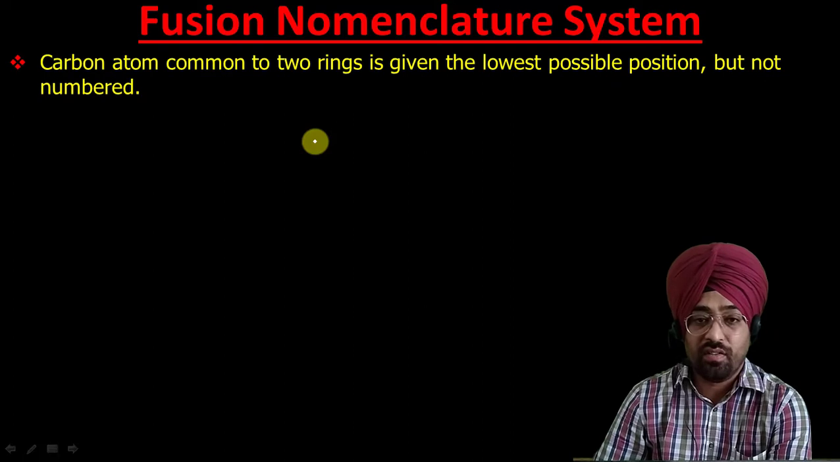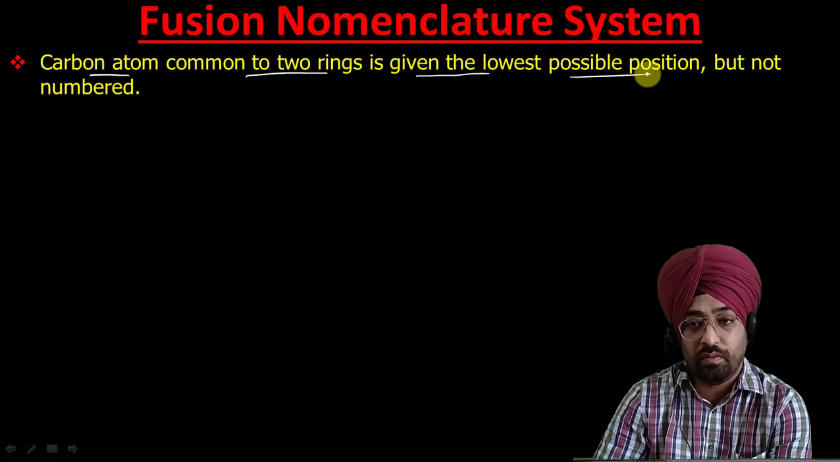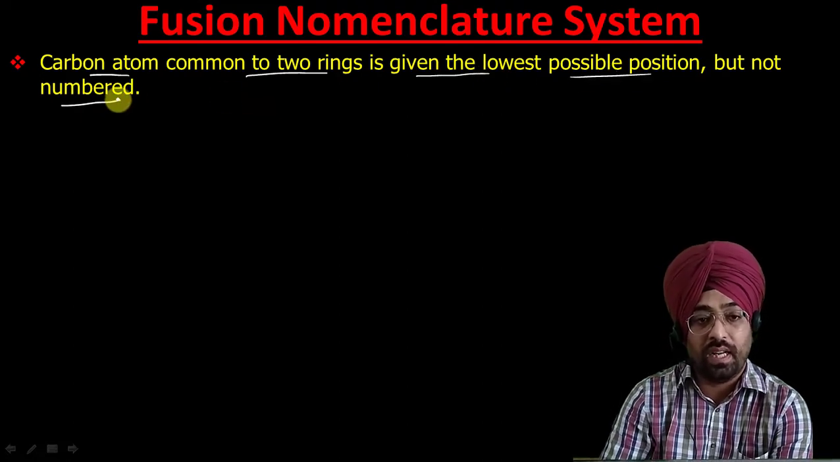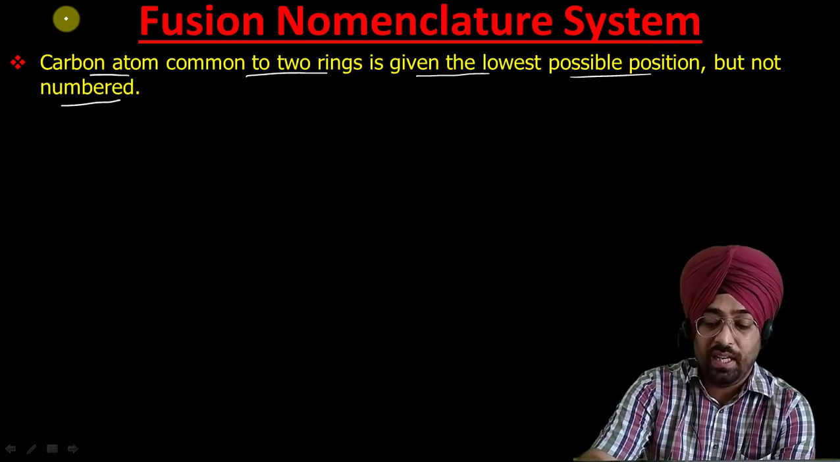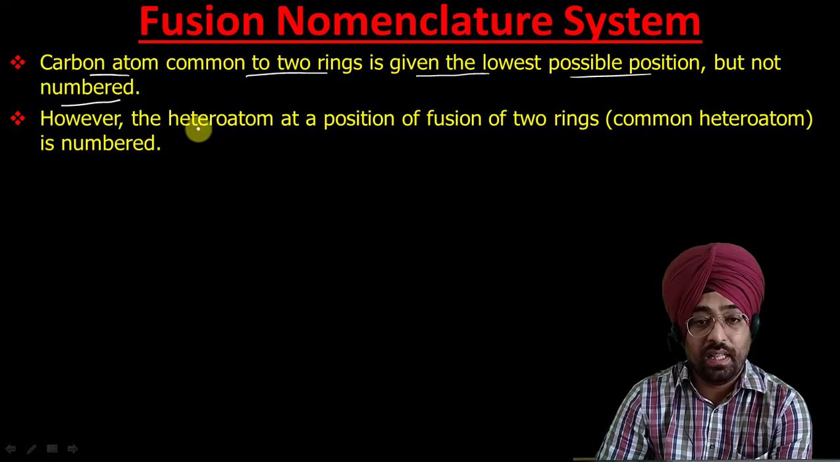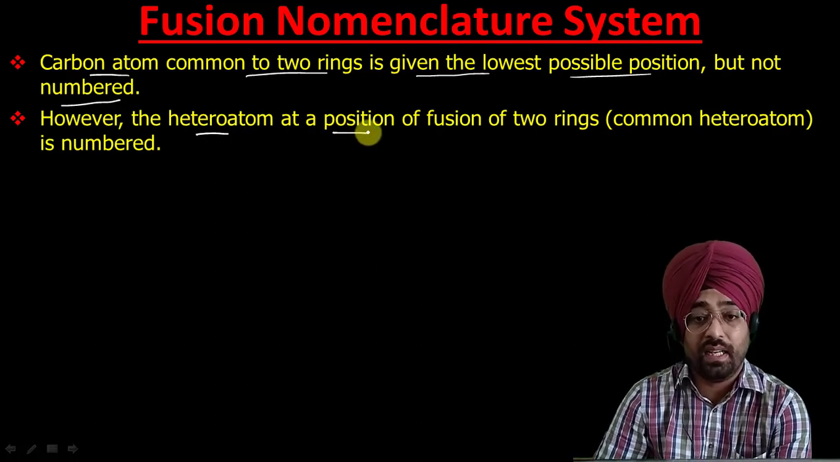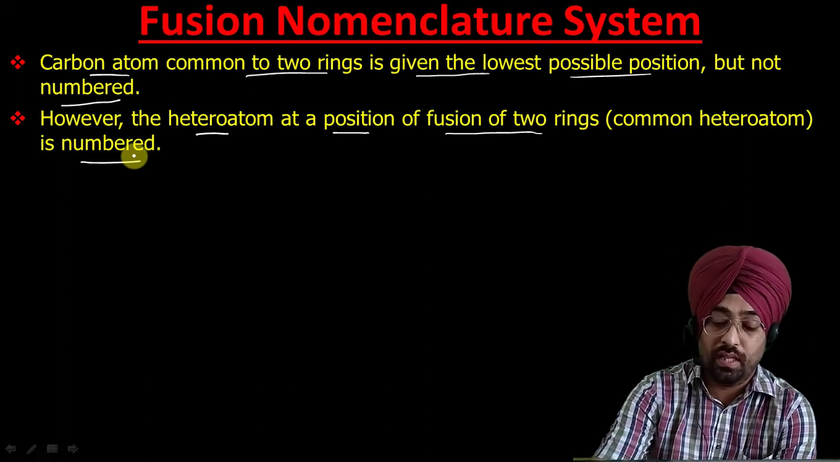Now let us see the next rule. This rule says that a carbon atom common to two rings is given the lowest possible position but not numbered. As we have done, we have not numbered the atoms involved in a fusion of two rings, and it says that the heteroatom, if it is present at a position of fusion of two rings, then it is numbered. So let us do an example.